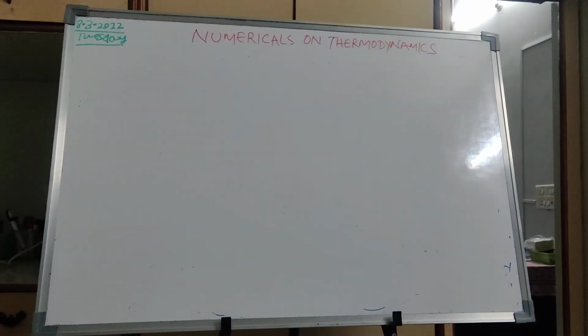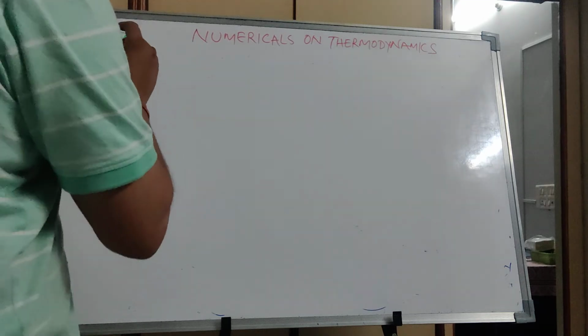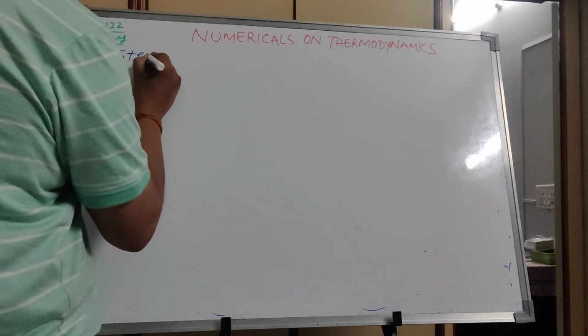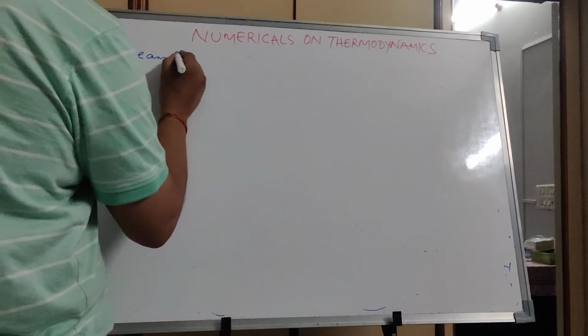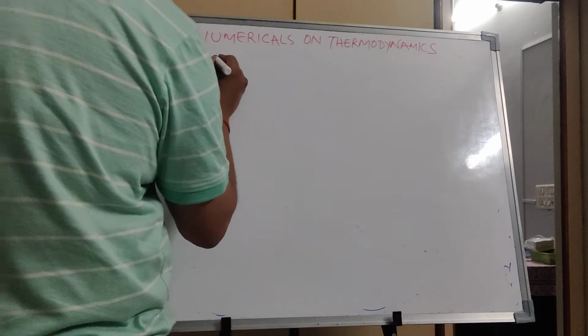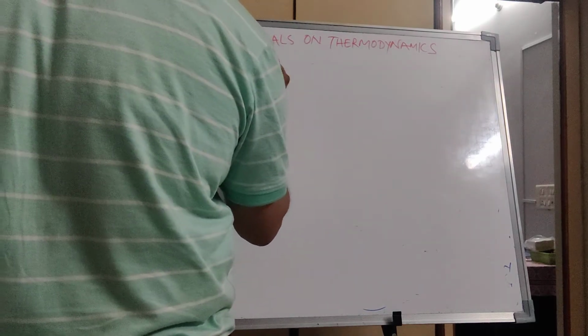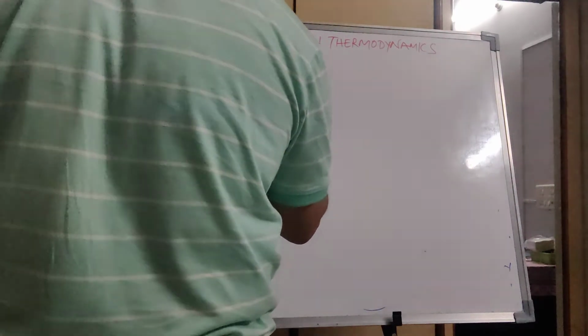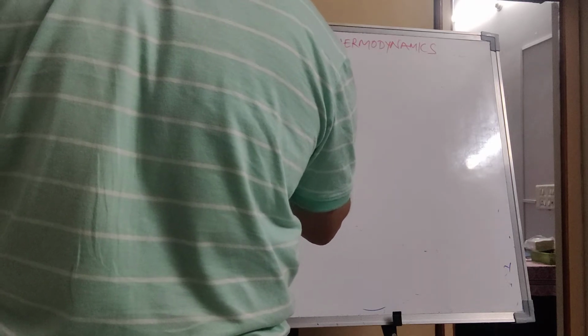Okay. So now you read out another numerical, that is 12.7. I'll write down on the board what it is telling. A steam engine delivers 5.4 into 10 power 8 joule of work per minute.